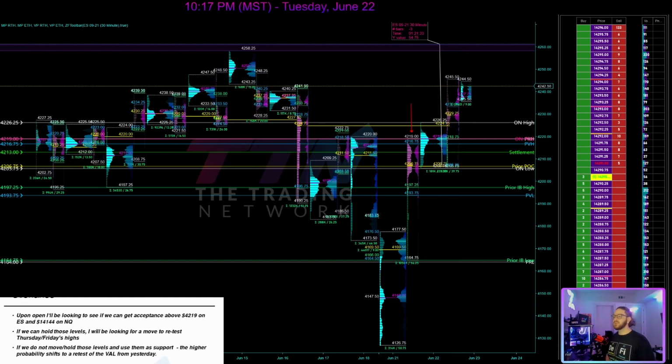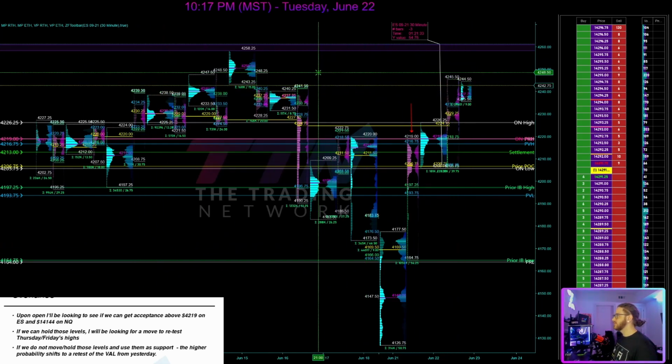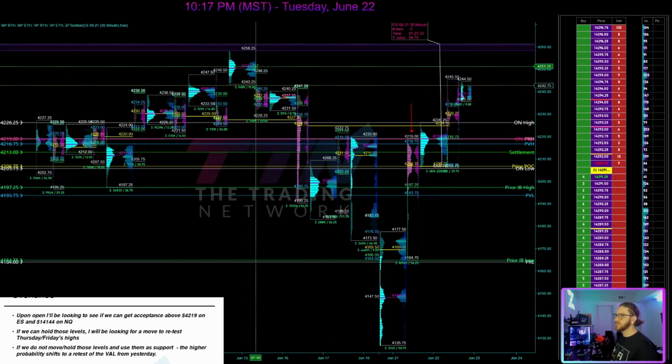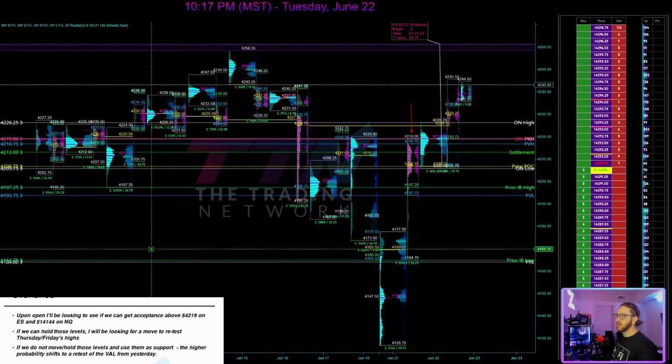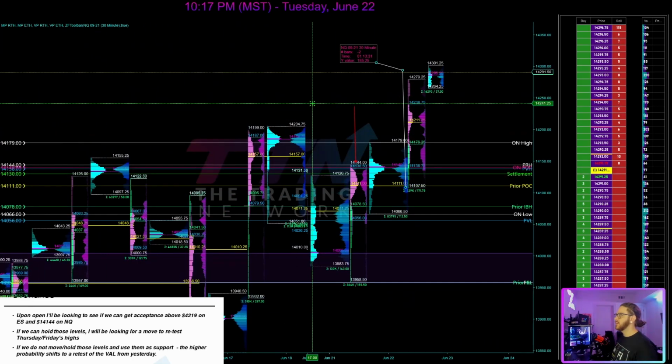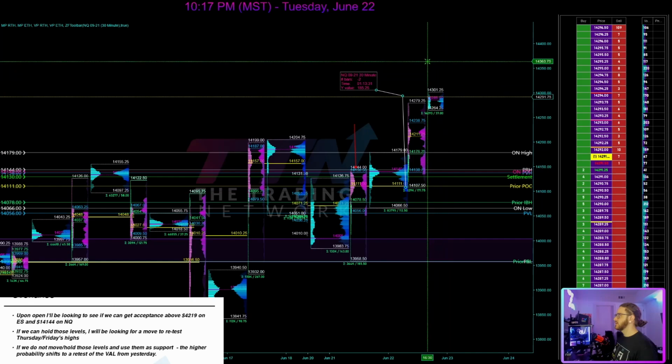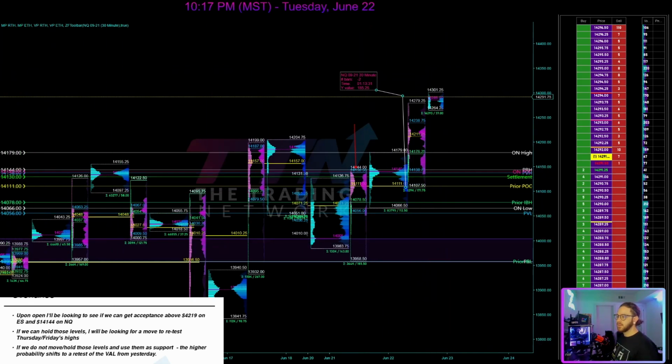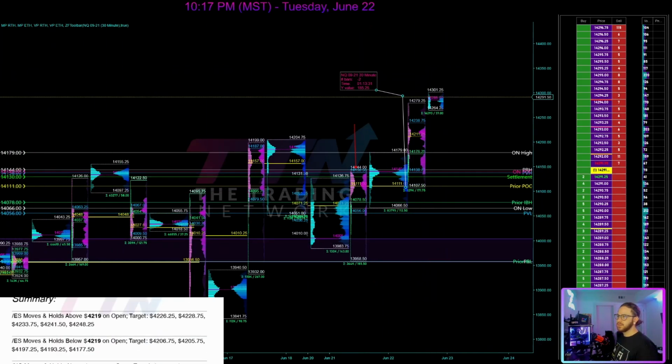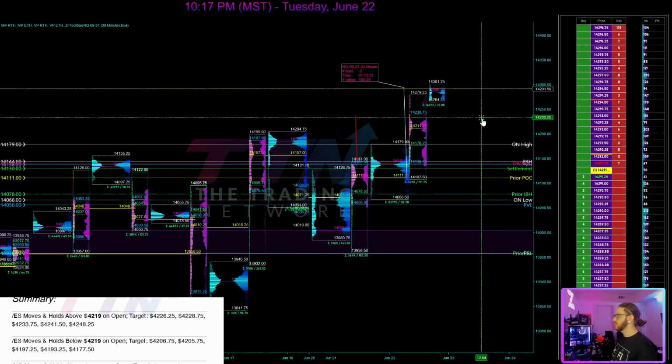All right, so moving down into the scenarios, once again, upon open, I was looking at the prior range highs, 42.19 and 14.144. If we could move and hold above those highs, well, you guys know the deal. I was looking for a move into these prior levels from the market profile on ES and NQ, and that is exactly what we got. We were making new highs on NQ. So let us move down into the summary, and we will review the targets here.